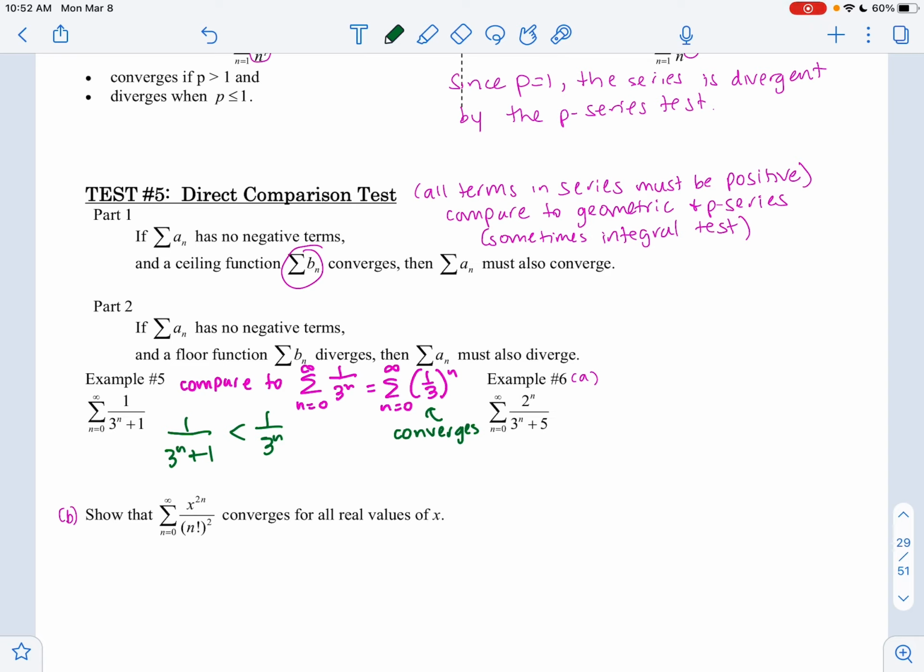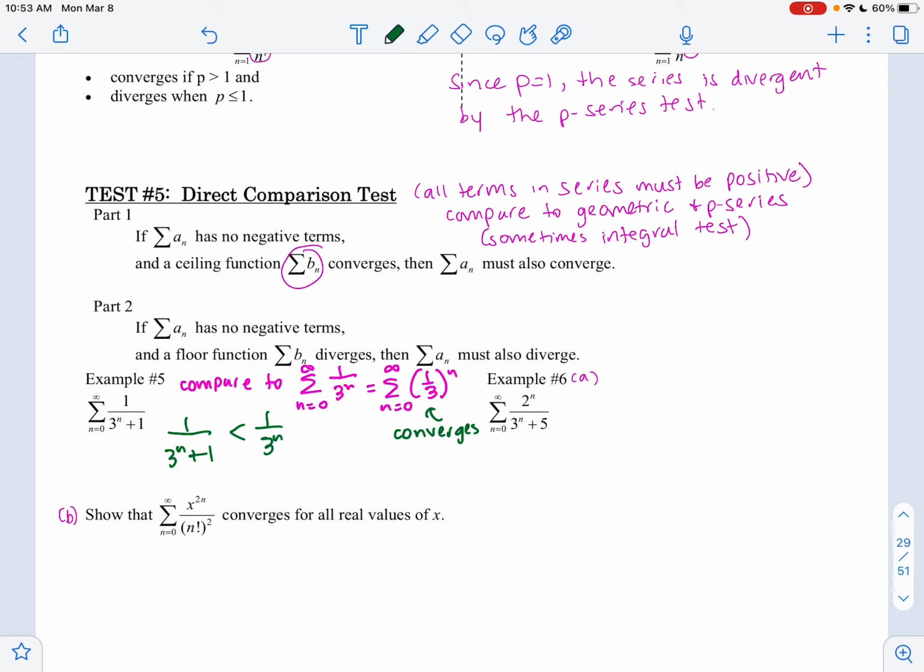Okay, so 1 over 3 to the n plus 1, is this inequality true? Well, if you add 1 to the denominator of a function, then that denominator is bigger, therefore the fraction is going to be smaller than this fraction, right? So let's think about it. A bigger denominator means a smaller number. So therefore, we've established that you are indeed below a ceiling function that converges.